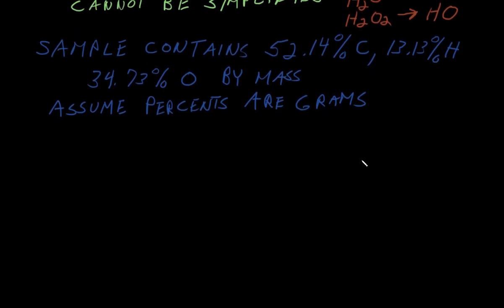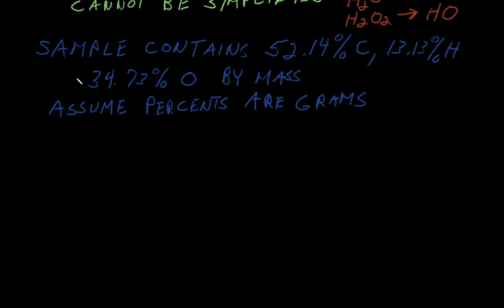All right, so let's look here. We've got a sample that contains 52.14% carbon, 13.13% hydrogen, 34.73% oxygen by mass. Let's assume the percents are grams. Now you may get a problem where they're just going to tell you the number of grams, which is fine also. If you see percentages, assume the percentages are grams here.